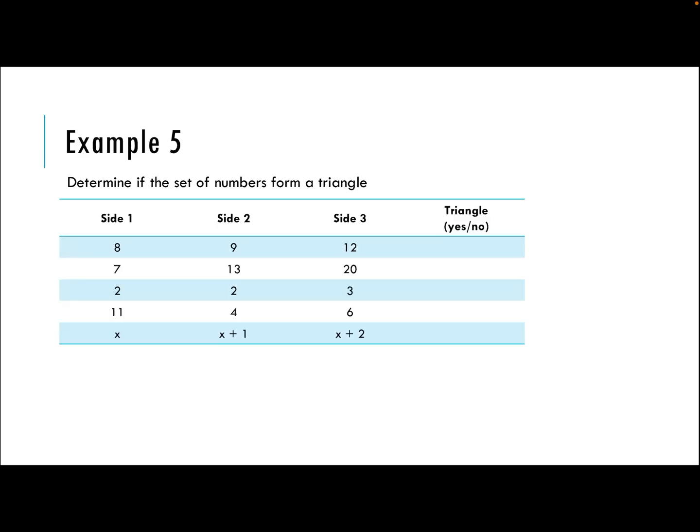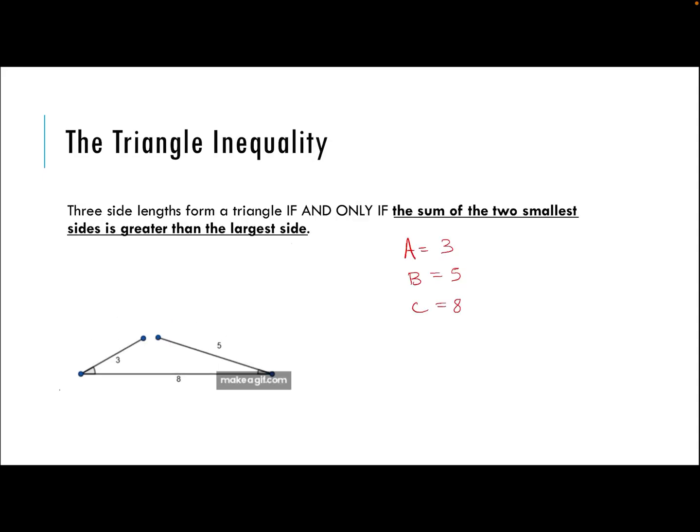So for example 5, we are determining if the sets of numbers can form a triangle. Pause the video and come back. All right, so for this first set, we have 8, 9, and 12. Can we form a triangle? The answer is yes, because 8 plus 9 is more than 12. For the second example, we're going to have no, because 7 plus 13 equals 20, which is not greater than 20. That would be just like in this example where in the place of 3, 5, and 8, we could say this side 7, this side 13, and this side 20.